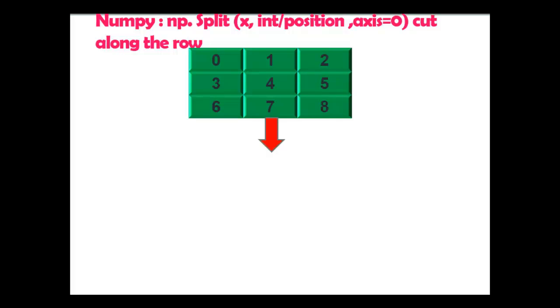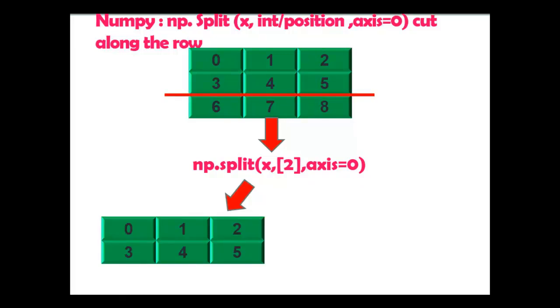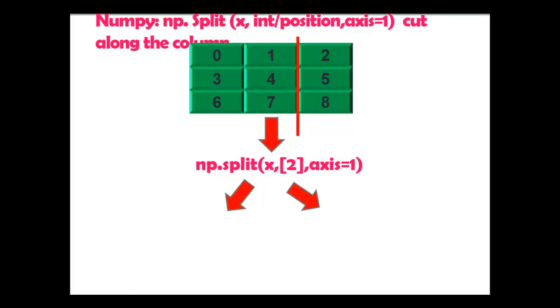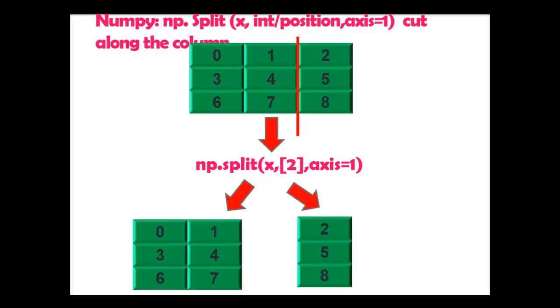Now here you can see on a 2D array we have passed x, then as I said, in the second argument we can pass either an integer or a 1D array. Here we have passed a 1D array with one element, 2. That means it shows the position. So with axis 0, you can see it splits along the row. Next, again np.split x with a 1D array with one element 2, but in place of axis 0, we have passed axis 1. Now you can see it means split along the column.